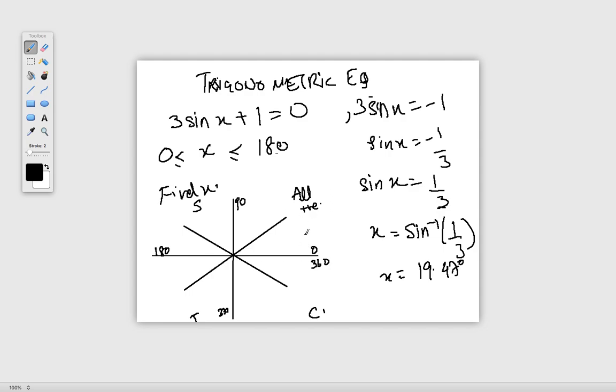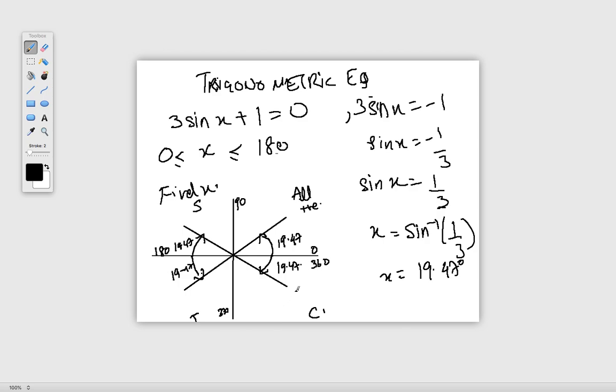So we will mark arrows like this, anti-clockwise arrows in the first quadrant, the all quadrant, and in the tan quadrant, which is the T. And in the S and C we will mark clockwise arrows. Remember, these arrows always stay the same. Now we have to find sine x equal to negative 1 by 3. We actually need to find sine inverse of negative 1 by 3, but we found the sine inverse of the absolute value, which was 19.47. So we'll write this value everywhere.